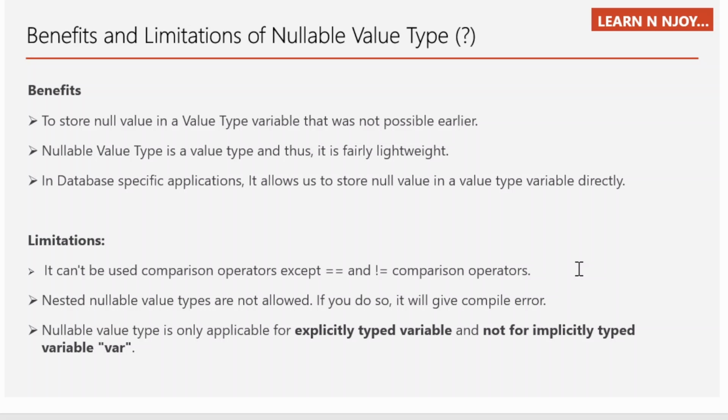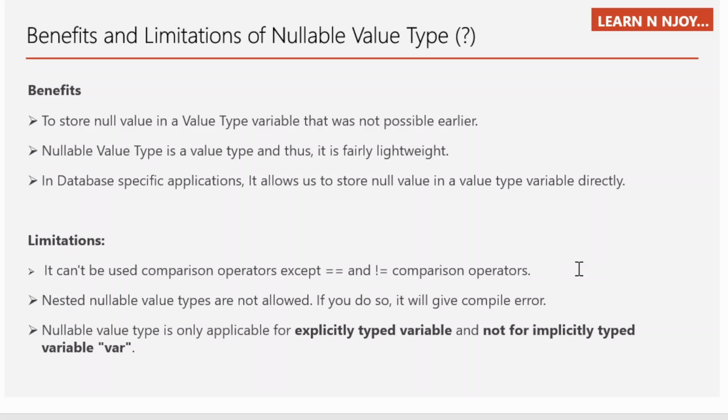So the benefit: to store a null value in a value type variable, that was not possible previously. The C# compiler was not allowing us to store a null value in a value type variable. But with the help of nullable value type, we are able to do so. The second benefit is that nullable value type is a value type, and thus it's fairly lightweight, right? In database applications, it allows us to store a null value in a value type variable directly.